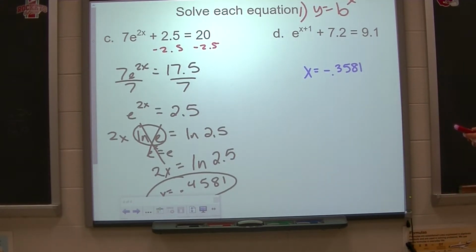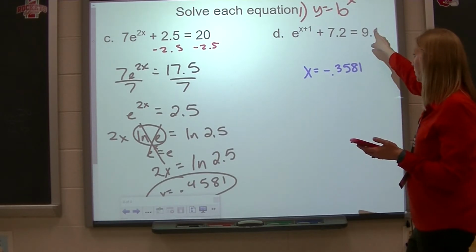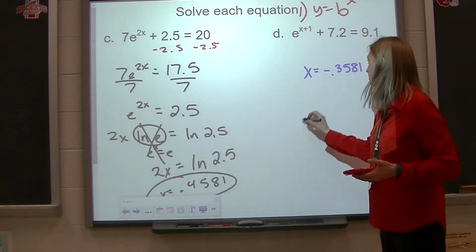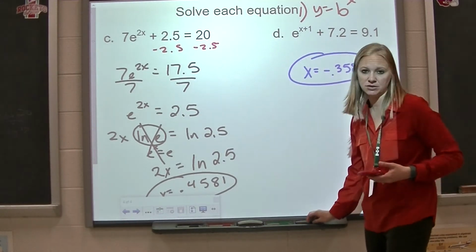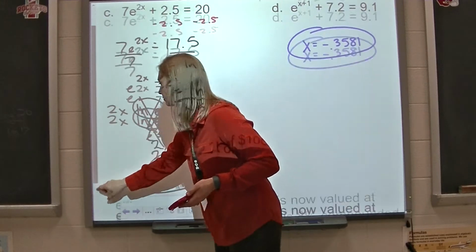So if I raise e to that power plus 1, okay, so if I do e to the power, I'm checking my answer, of negative 0.3581 plus 1, and then plus 7.2, I get 9.100087618. So pretty darn close to 9.1 considering I rounded here. So that does check out to be the correct answer. So you can always check into that.